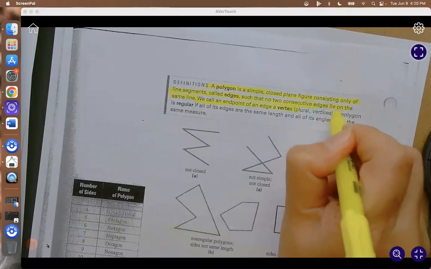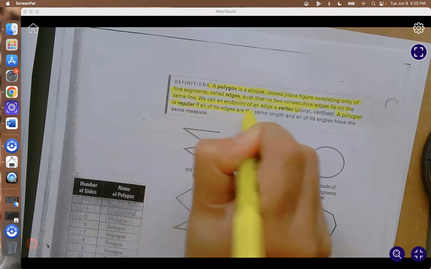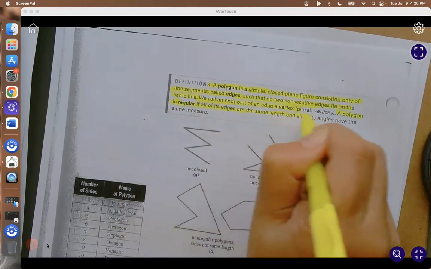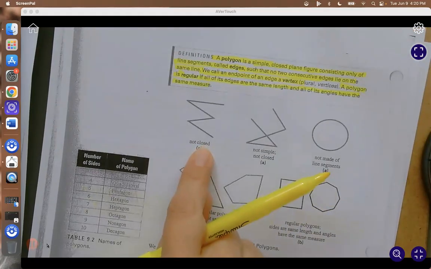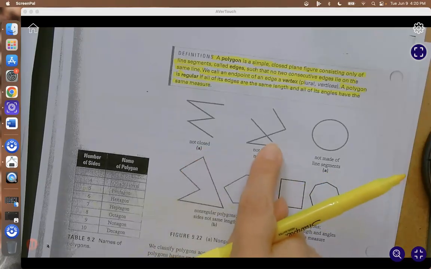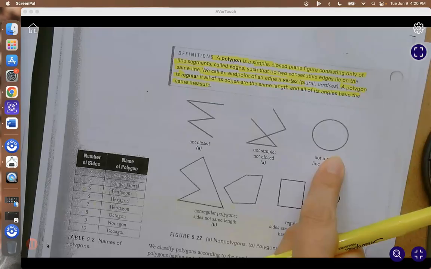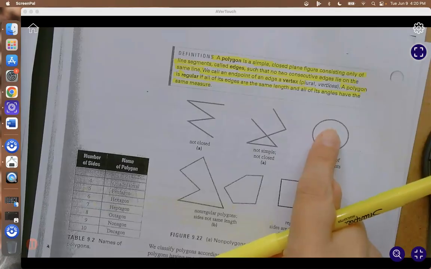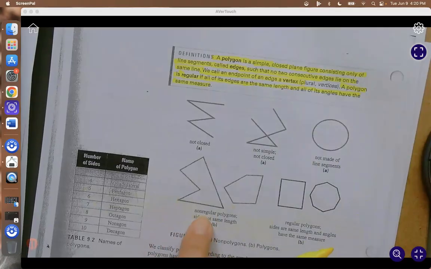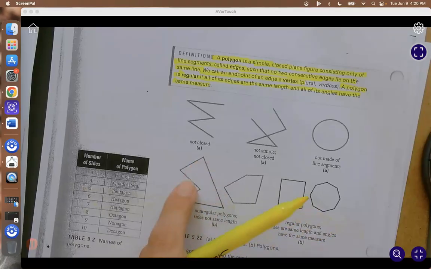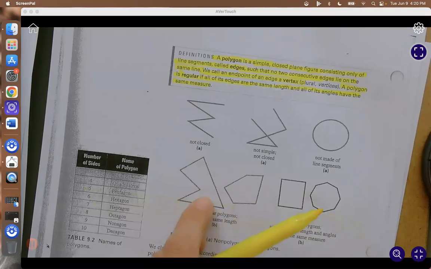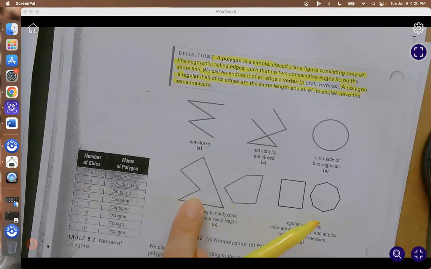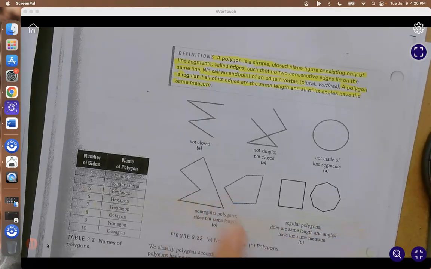A polygon is regular if all the edges are the same length and all the angles have the same measure. Okay, so this is not closed and not simple. This is not made of line segments. So none of these are polygons. This is a non-regular polygon because this line is way longer than this line, which is longer than this line. So none of these lines are the same and the angles aren't the same either. So that makes it non-regular. But it is closed and it is simple.